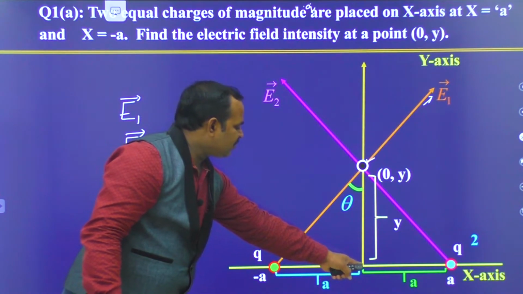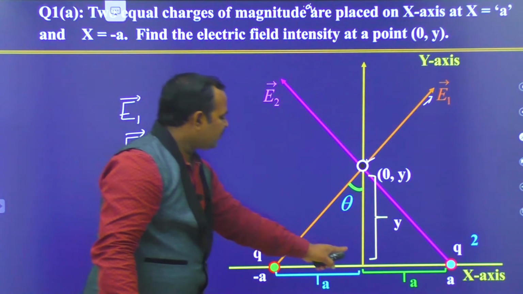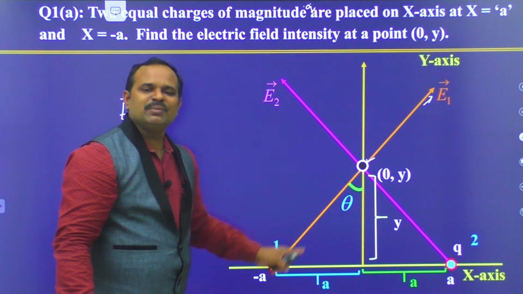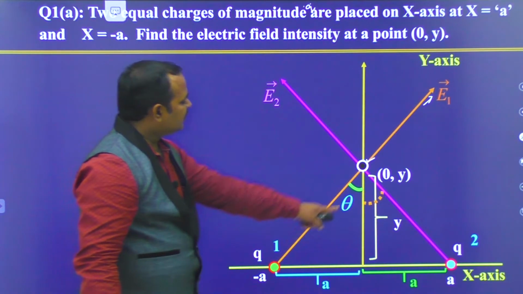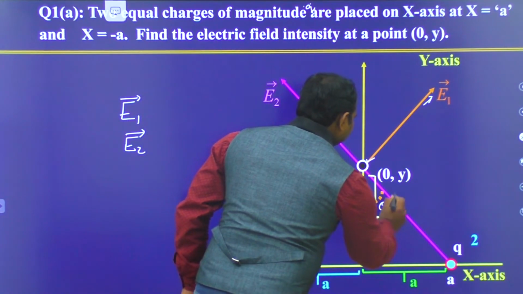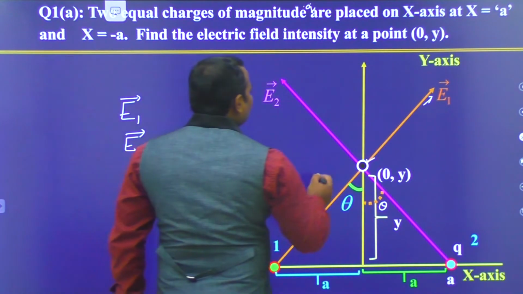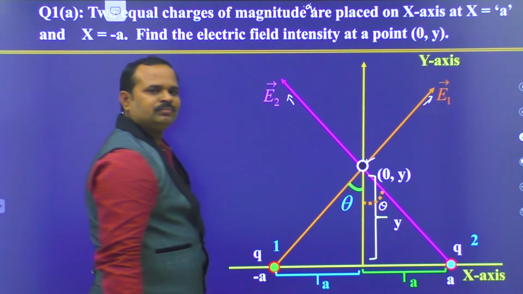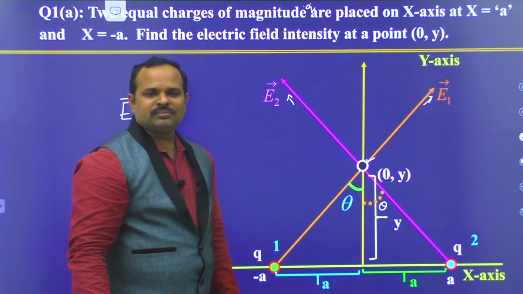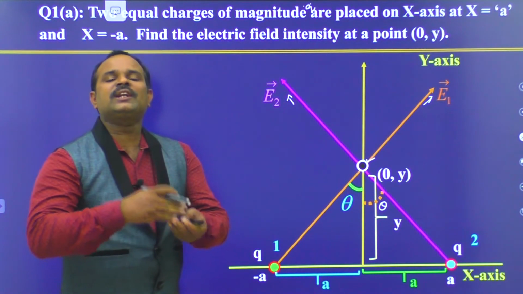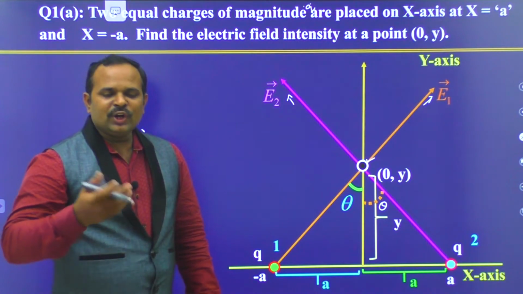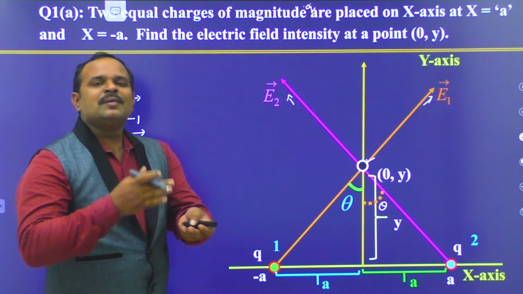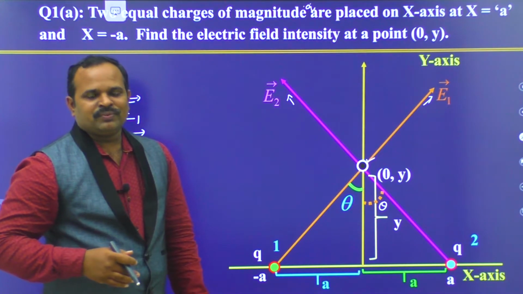That means from here to here the distance is a, and from here to here the distance is a, and they are both symmetric about the origin with the same charges. So the angle here is also theta, obviously. Now two electric fields, one in this direction and one in this direction, are acting on the same point. So how do we find the total electric field? We know that if two discrete charges are there, then we can apply the principle of superposition, right?